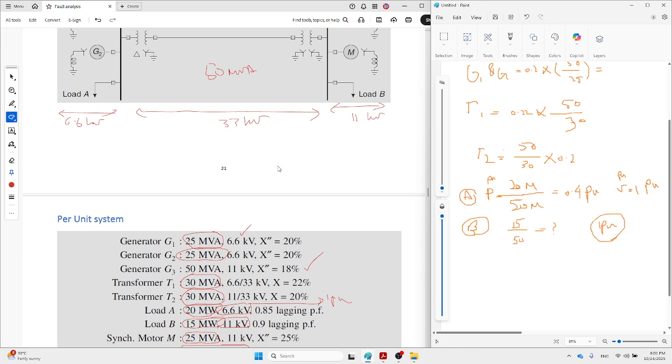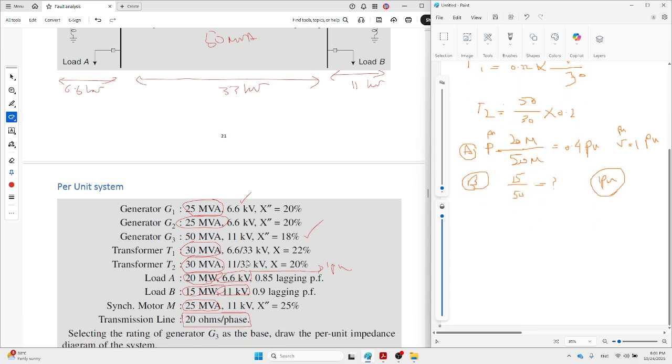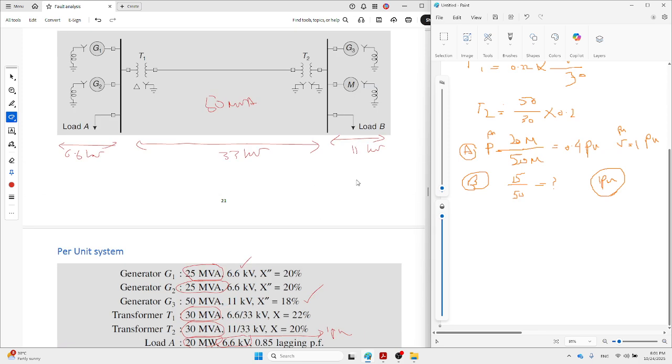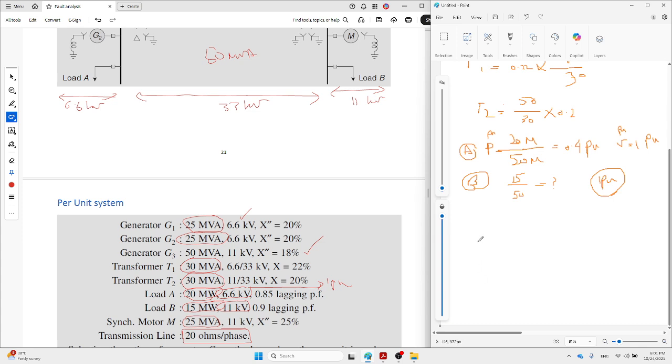So whatever the voltage is, it's very easy. Each part is 1 per unit, so no need to think about what the real voltage is. For the synchronous motor, the voltage is 11, only the S is different. The value is 25%, so 0.25 times 50 over 25, which is 0.5 per unit.